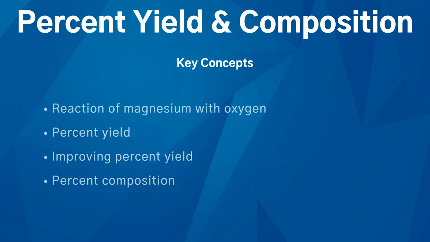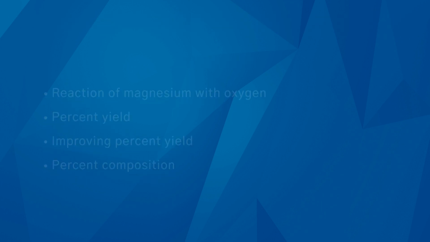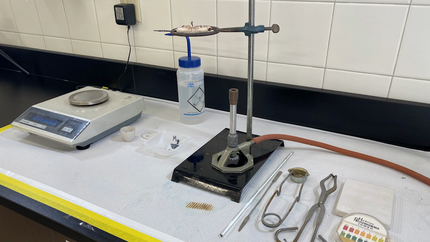In this experiment, we will consider percent yield and percent composition calculations, and we will do so in light of the chemical reaction of magnesium reacting with oxygen in that oxidation reaction. But first, let's run the experiment.